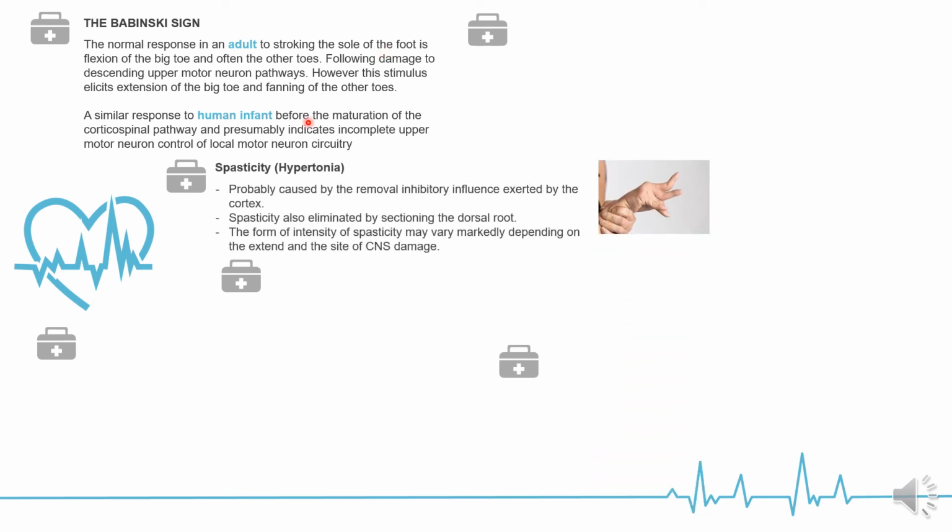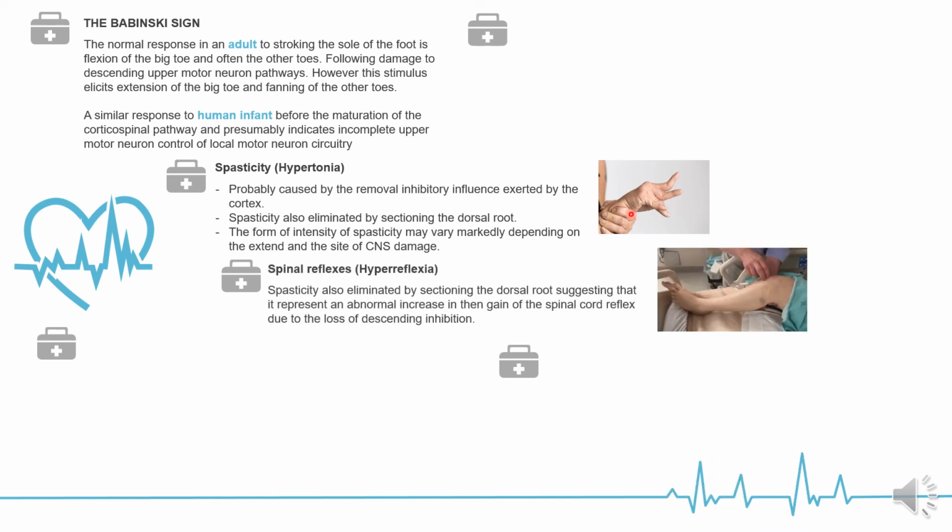Next, we have hypertonia. Hypertonia is probably caused by the removal of inhibitory influence exerted by the cortex. Hypertonia is also eliminated by sectioning the dorsal root. The intensity of the hypertonia may vary markedly depending on the extent and site of the central nervous system damage. Here we can see a person who is suffering from hypertonia.